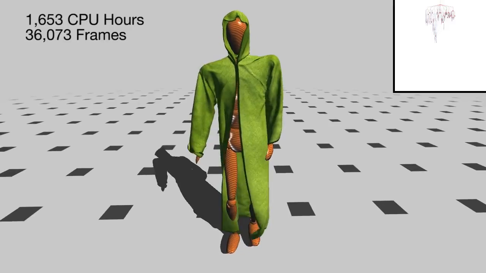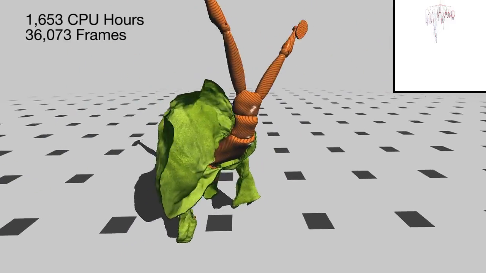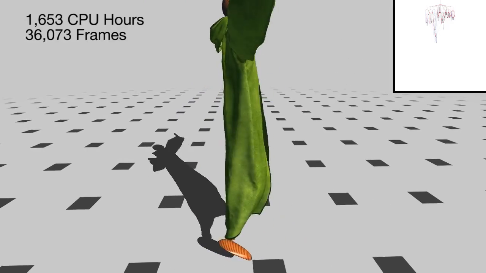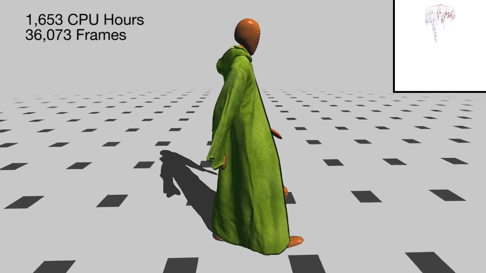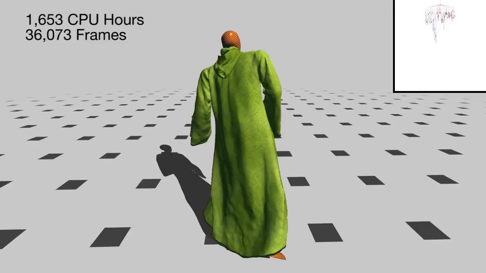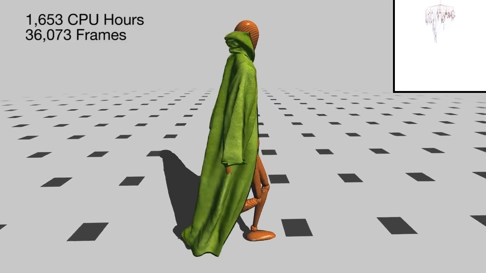After simulating 36,000 frames, this hood now stays off, and the precomputation begins continually exploring each branch of this dynamical bifurcation in parallel. Nonetheless, we still see bad transitions in different motion.